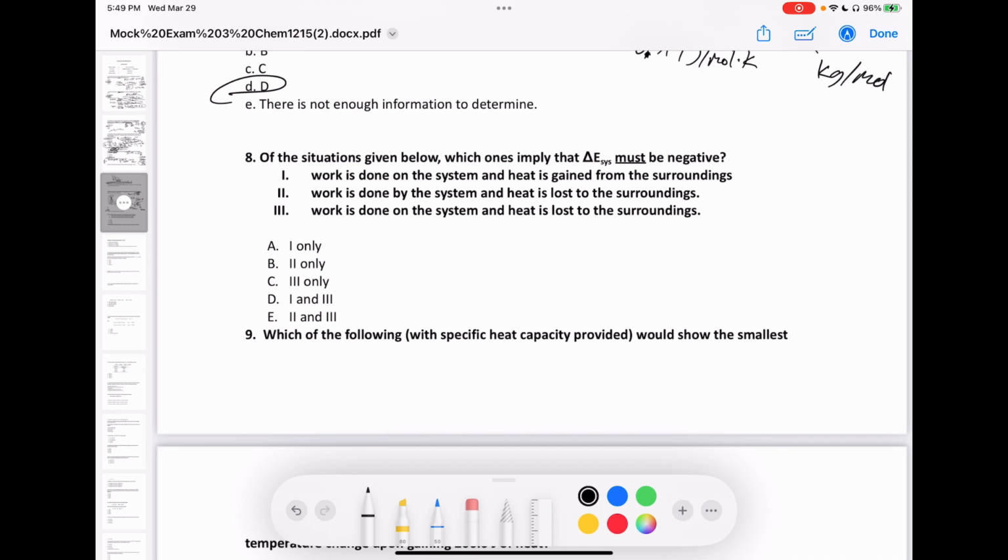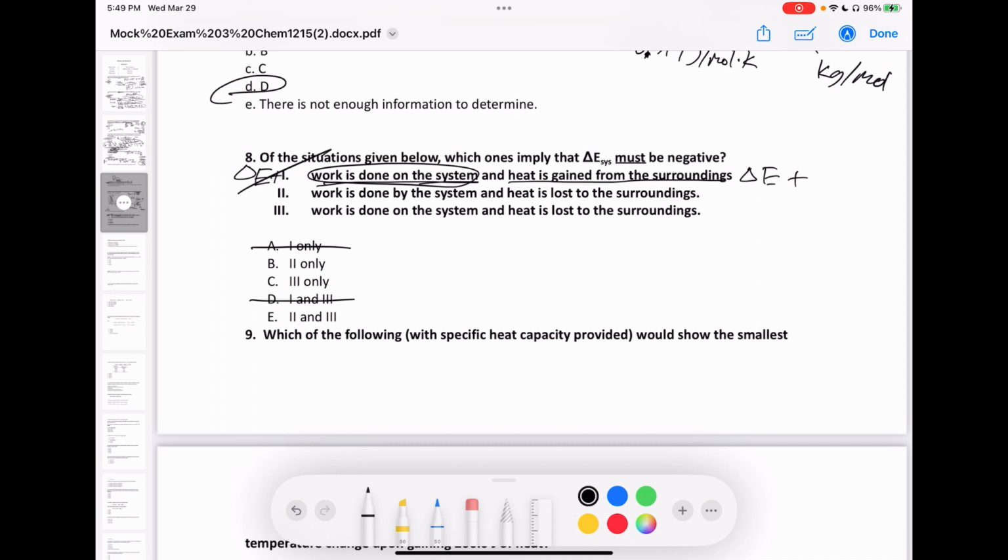For the first one, work is done on the system. Work done on the system means the system is gaining energy. So for at least this part of the problem, delta E is going to be positive, and then heat is gained from the surroundings. That's also gaining energy, so delta E is positive. So it can't be that one. You can automatically cross out anything with 1 in it. So that's A and D gone.